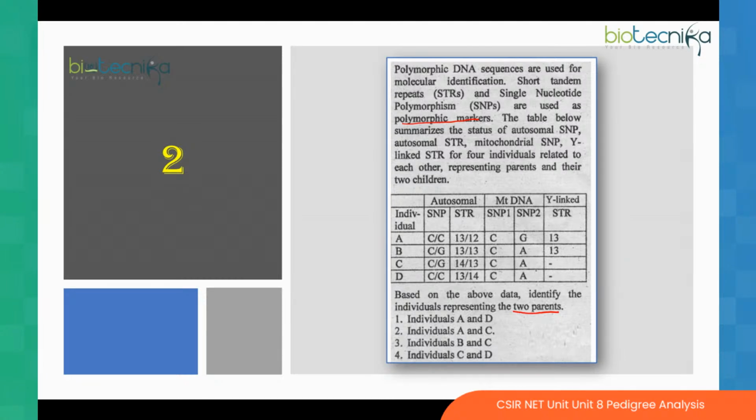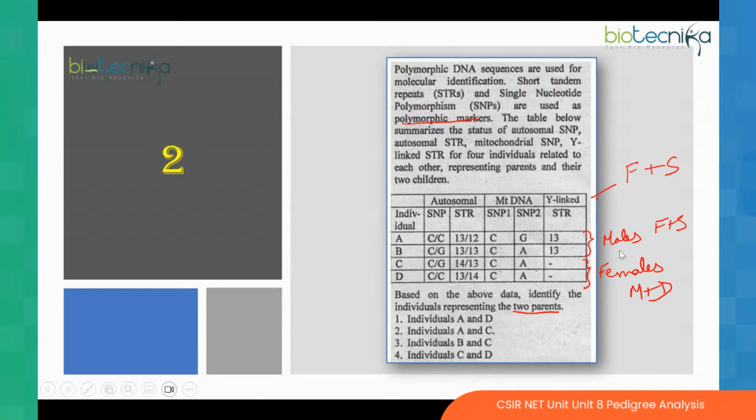Okay, so let's have a look at this question and see how to solve it. We will start with the Y-linked STR. Y-linked STR, as I told you, means it is present on the Y chromosome. Now, who all will have the Y chromosome? Only father and son. They are males and they only will have the Y chromosome. Mother and daughter will not have it. So from this information itself, without doing any kind of analysis, you know for sure that A and B are males and C and D are females. Males means father and son, females means mother and daughter.